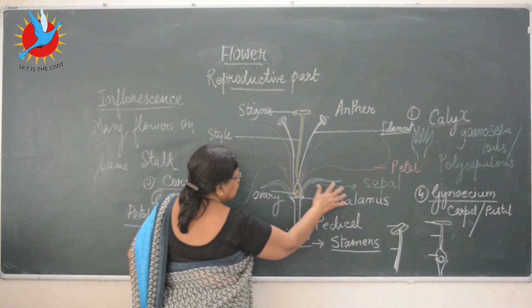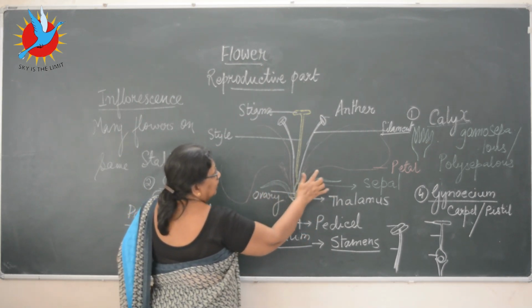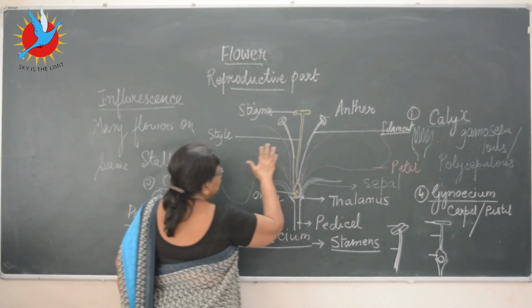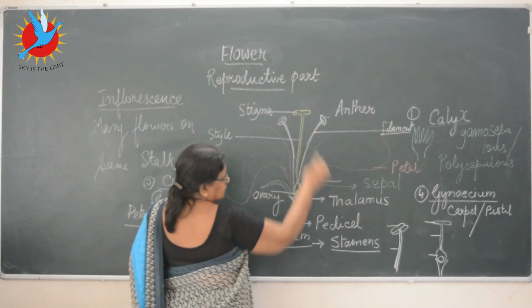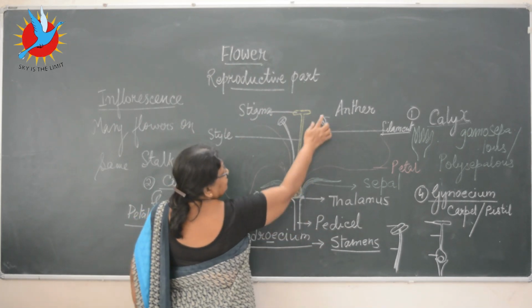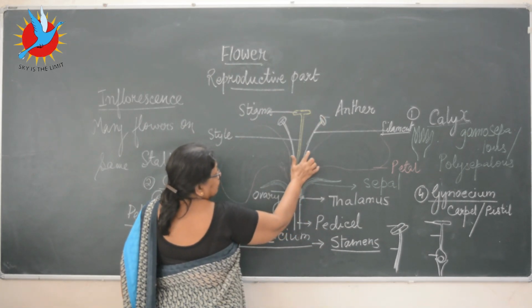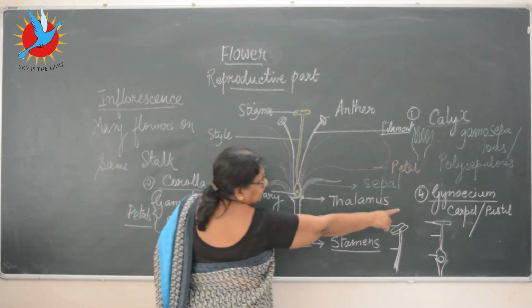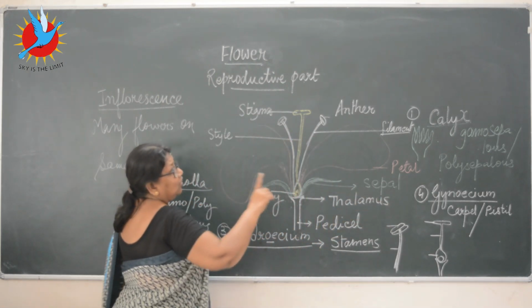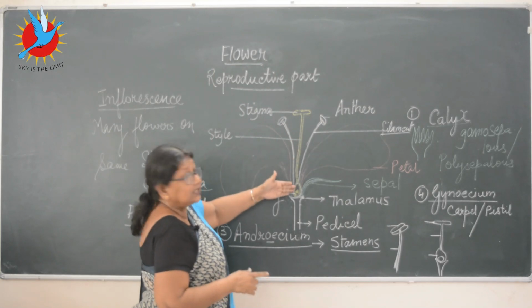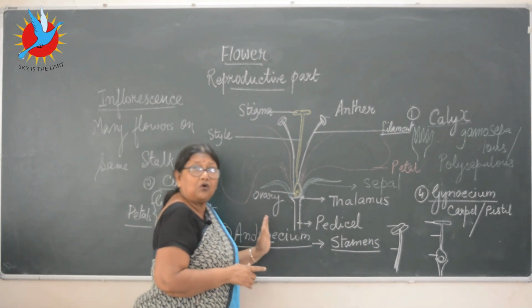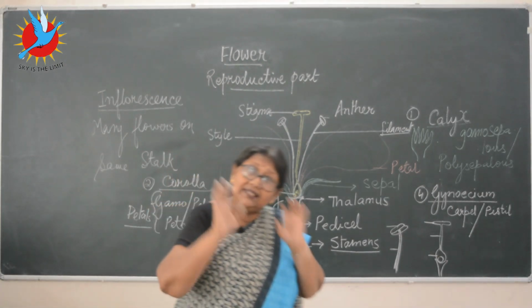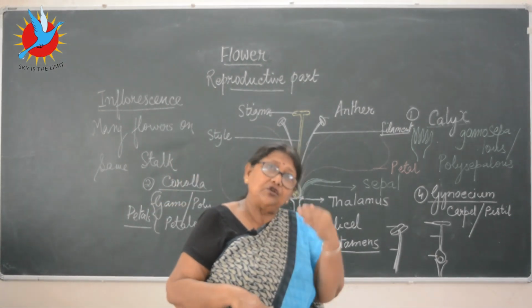Outermost whorl calyx is made out of sepals. Corolla is made out of petals. The 2 petals I've shown you here. Third whorl androecium is made out of stamens. Each stamen is made out of anther and filament. And the innermost whorl gynoecium is made out of pistil or carpel. The whole thing single is called the pistil or carpel, made out of stigma, style and ovary. For today, learn the spellings and the diagram. We'll continue with it next day.